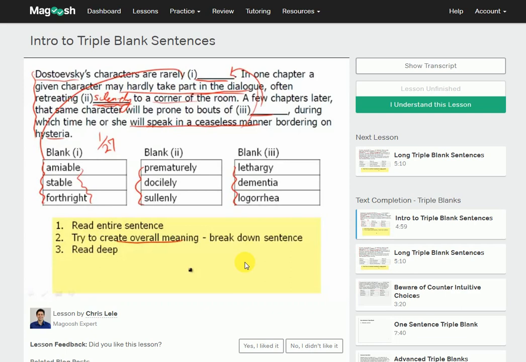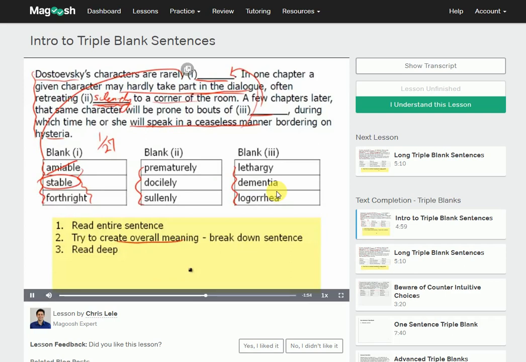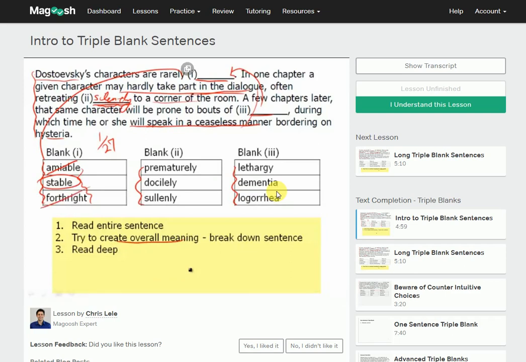And we look at these words, we see friendly. That is not what's going on here. Stable. Well, if something is the same, it's predictable, it's stable, and there's our answer. Forthright means honest. That doesn't quite work in the context. And now we can go to the second blank, and we see, well, prematurely means early, or done beforehand, doesn't mean silently. Docilely means you just go along with the program, but here they're kind of retreating off to the corners of the room. They don't want to talk to anyone, and if you're sullen, you're sort of downcast and moody, and you don't feel like talking to anyone. So there's definitely a good answer.